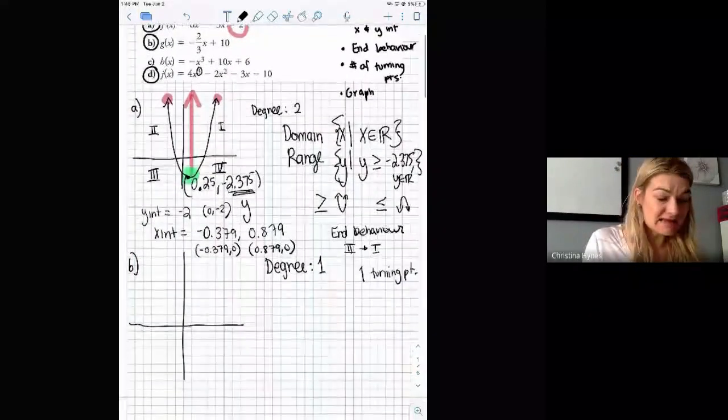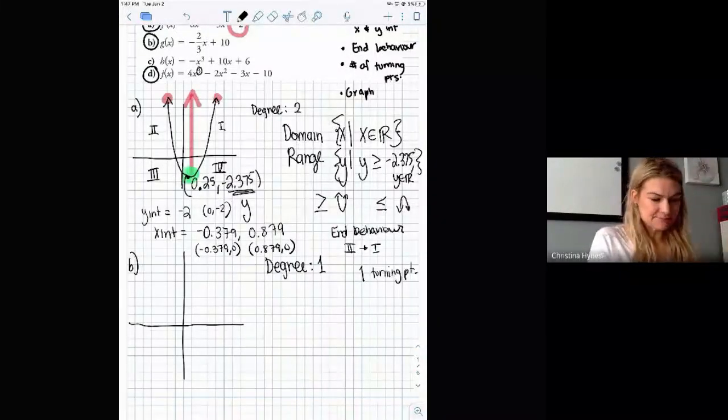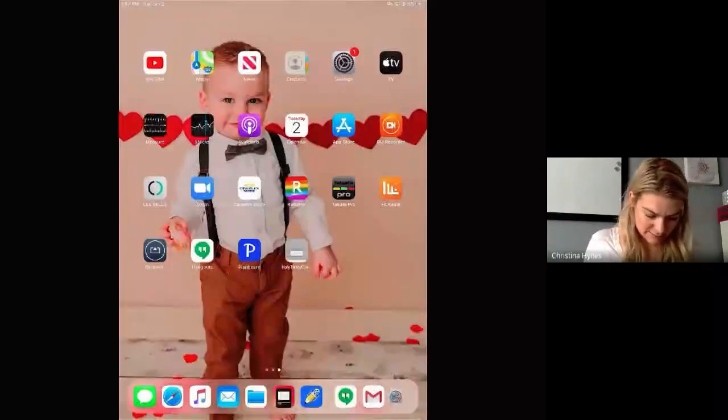Question B is a linear one. So again, you want to graph this. So you put -2/3x plus 10 in your calculator.